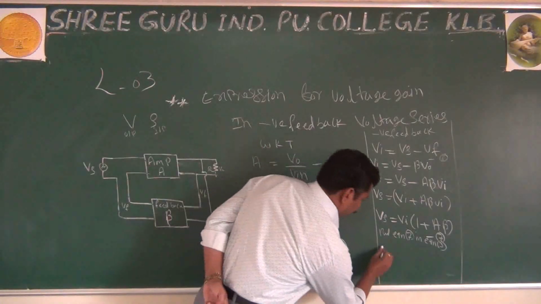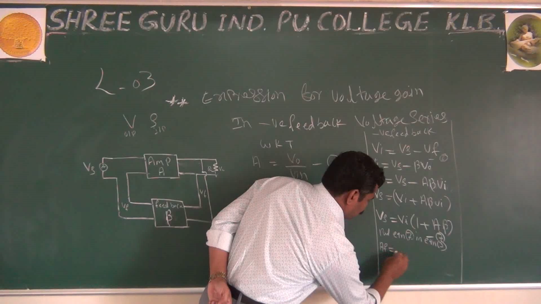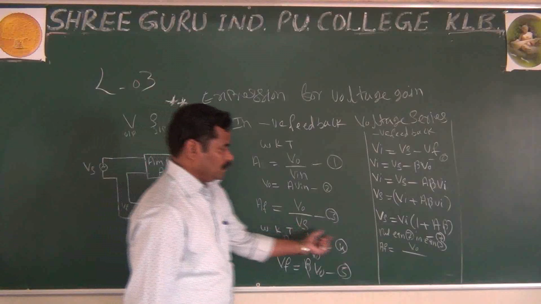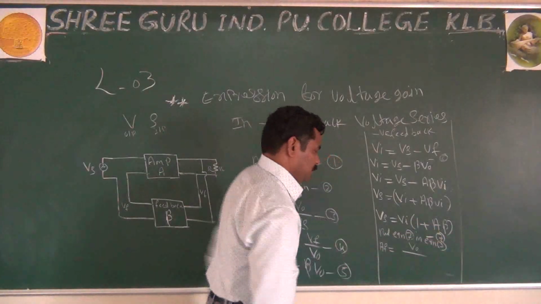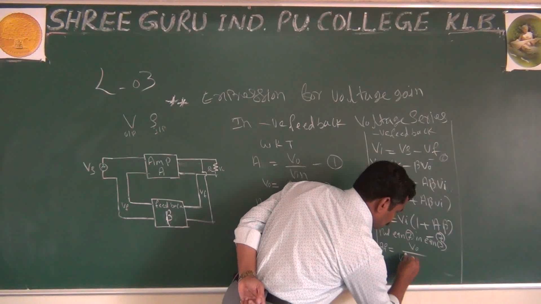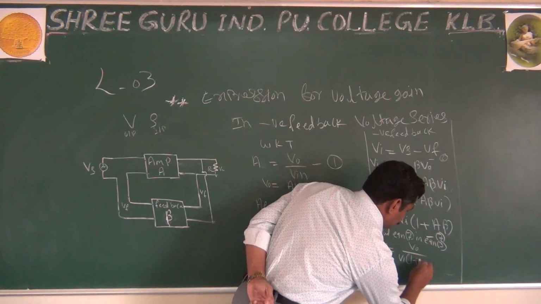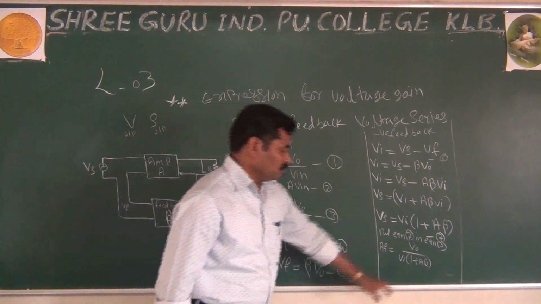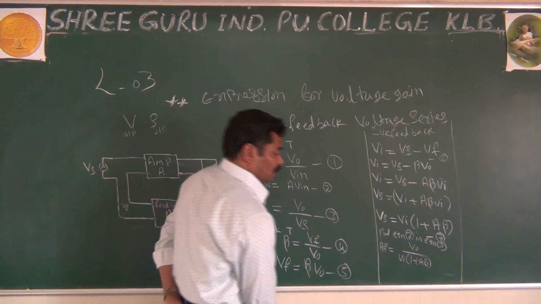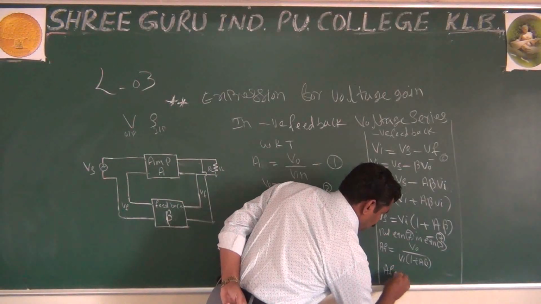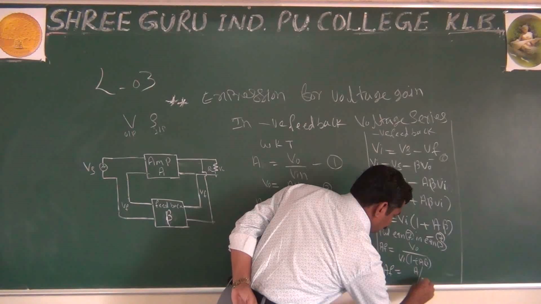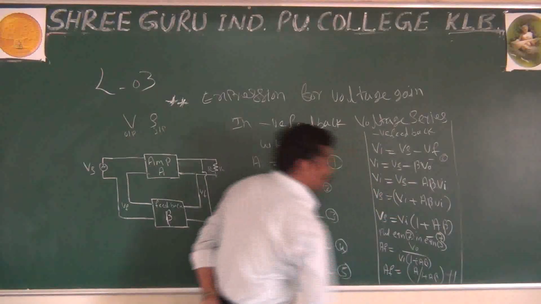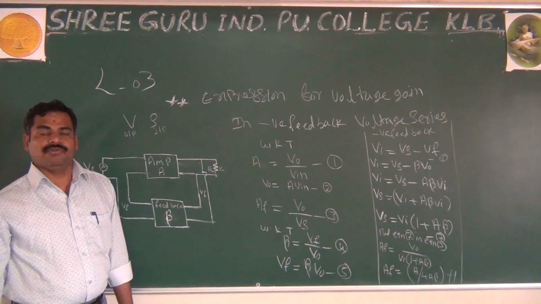That becomes AF equal to V0 by, in place of Vs, we can write Vi into 1 plus A beta. Then, as we know, V0 by Vi is nothing but the gain A. That is AF equal to A by 1 plus A beta. This is your final equation.